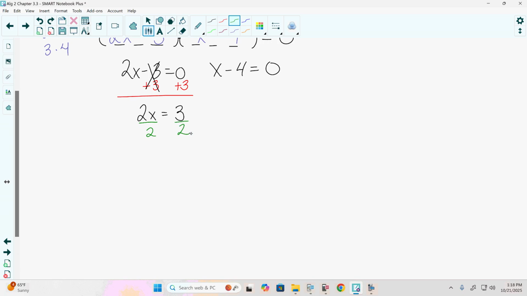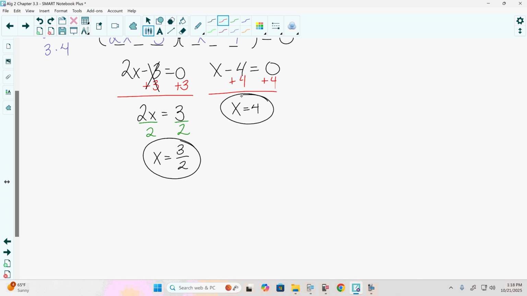Still need to solve for the value of x, so we're going to divide both sides by 2, telling us x is 3 halves. Then for our x minus 4 equals 0, the next thing we can do is add 4 to both sides, telling us x is equal to 4.